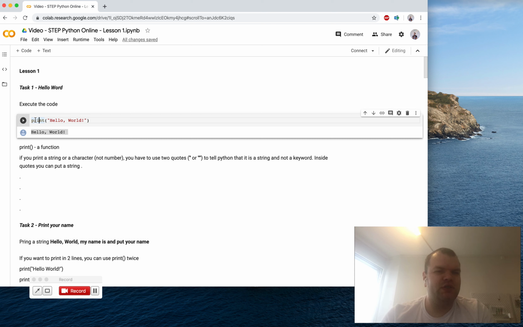So the usual notation is just the word print, and then we have these brackets. If you are printing a string, it has to be printed in quotes. It doesn't matter if you use single quotes or double quotes. The result will still be the same.